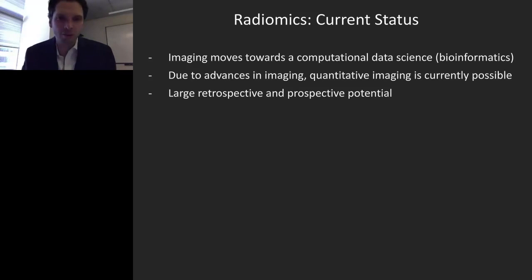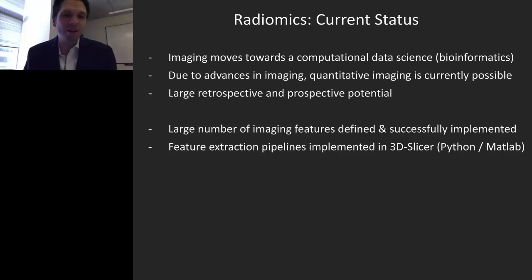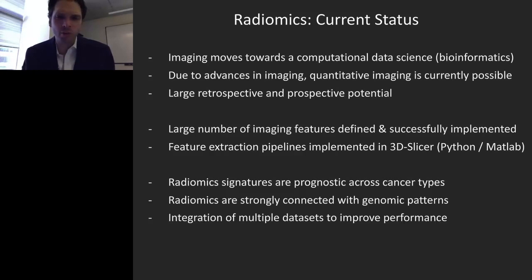So that has a huge retrospective and prospective potential, right? We can really mine all these databases that are generated in the radiology departments, and we can investigate these associations. We have defined a large number of imaging features, and others have done the same. We have implemented these in Python and MATLAB, and we'll release a toolbox soon. It was also incorporated in 3D Slicer, which includes the most important radiomics features that we found. And also, we found that radiomic signatures are really prognostic across cancer types. We see that in brain cancer, head and neck cancer, and lung cancer, for example.